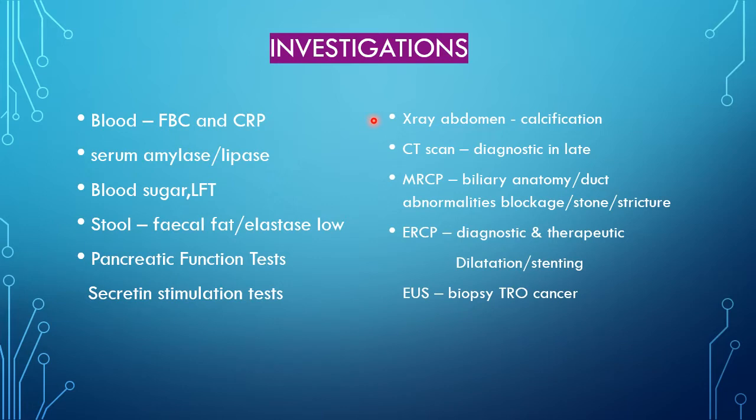Among the imaging methods that are used is a plain X-ray abdomen, which may show calcification in the pancreatic area. CT scan is diagnostic in late cases, but early cases may not show up any changes. MRCP will show the biliary anatomy, duct abnormalities, including blockage, stone, and stricture of the pancreatic duct. ERCP is diagnostic and may be therapeutic in cases where you can dilate the pancreatic duct and place stents in the pancreatic duct.